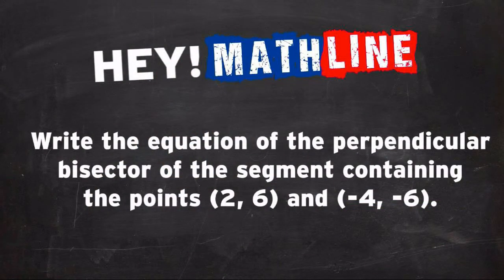Hi, I'm Cassandra from West High School in Knoxville, Tennessee, and I have a thought-provoking problem for you. Write the equation of the perpendicular bisector of the segment containing the points (2, 6) and (-4, -6). Boy, Cassandra, that is true. That is very, very thought-provoking.